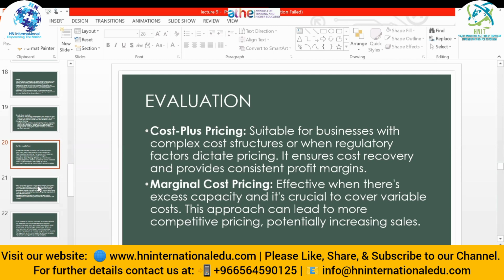Marginal cost pricing is effective when there is excess capacity and it's crucial to cover the variable cost. This can lead to more competitive pricing, potentially increasing sales. When the motive of the business is to increase sales, because the product is not having that much revenue in hand, we are going to apply marginal cost pricing and not use the fixed price. That's the point. When we want to increase the sale, why would we fix the costing? We are going to change it.